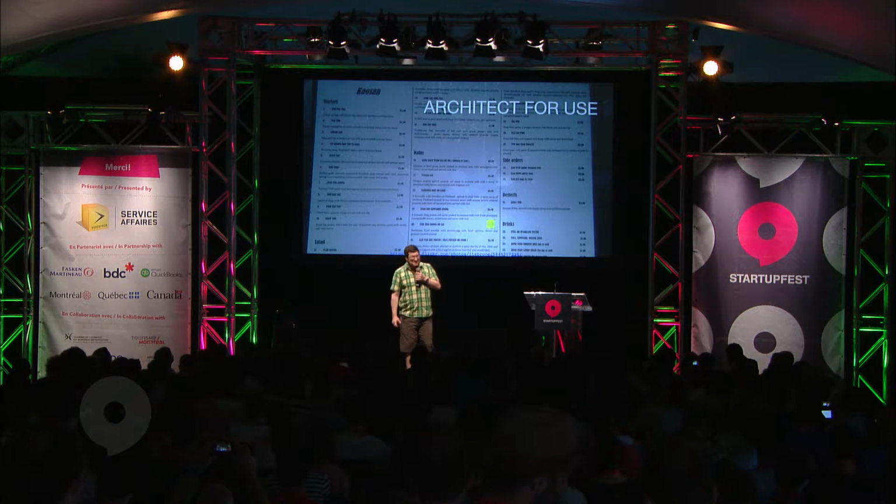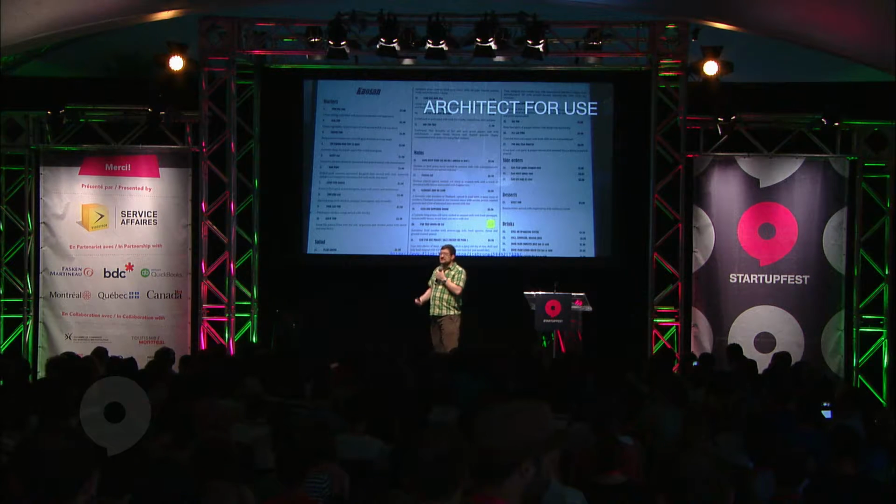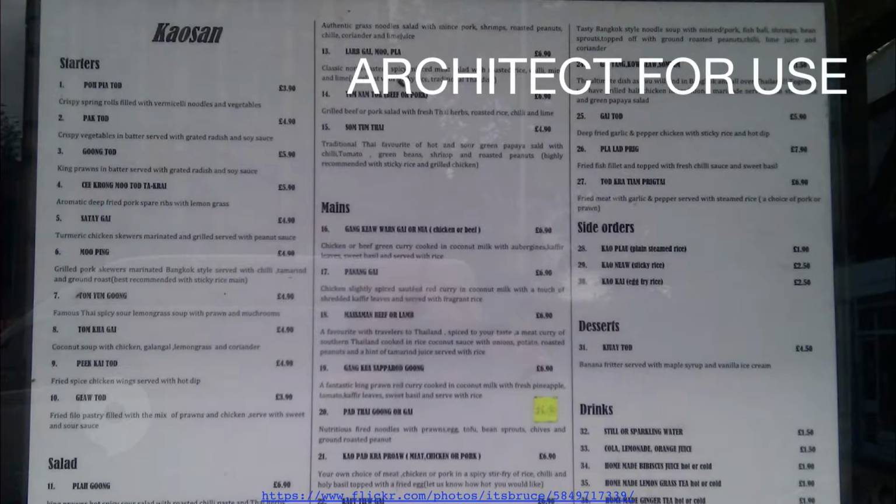Oh, it is auto-advancing. Awesome. Architect for use. Menus are not set up listing things by price or by the ingredients or by the calorie count or alphabetically like you'd find in a database. They're set up for the way that humans want to use them. That's what you should do. Don't start with the database, start with the customer.